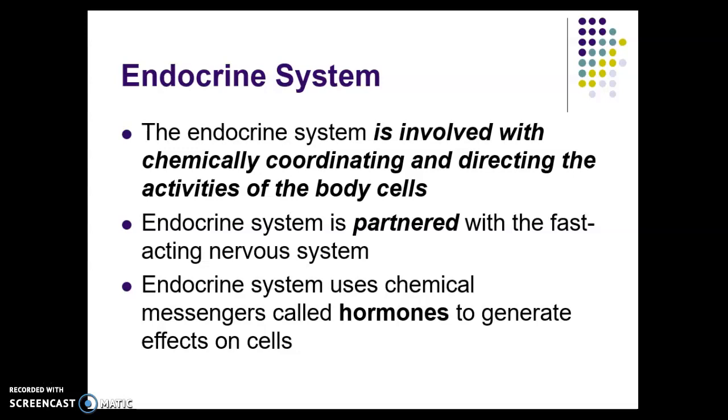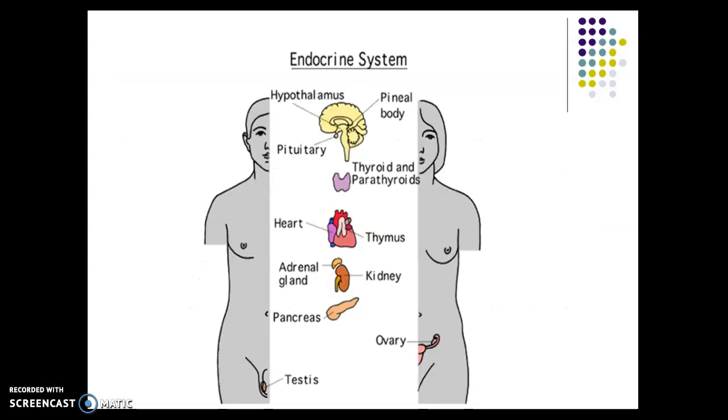It's partnered with our fast-acting nervous system and controlled by our nervous system, but the medium that the endocrine system uses to control, either cause or inhibit, different things that happen in our body is by way of hormones. And these hormones get into our bloodstream and they travel to target cells that are sensitive to these hormones, and changes are happening. So in this picture, you're going to see the major endocrine organs.